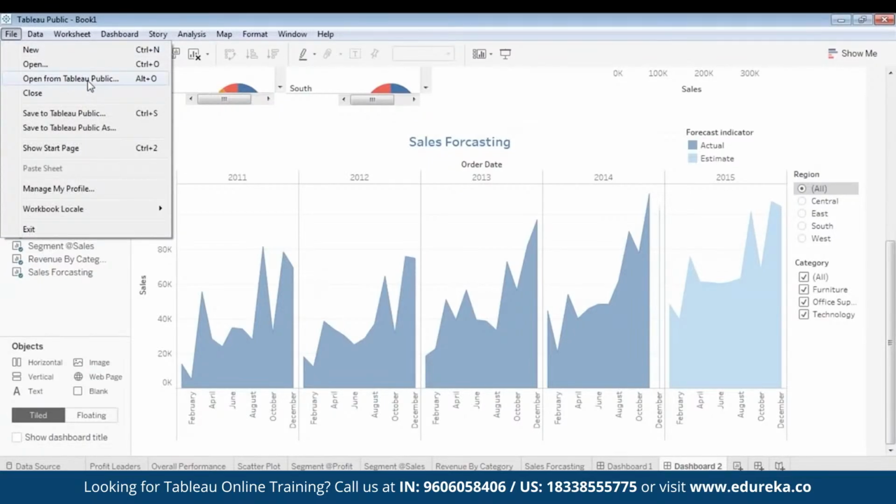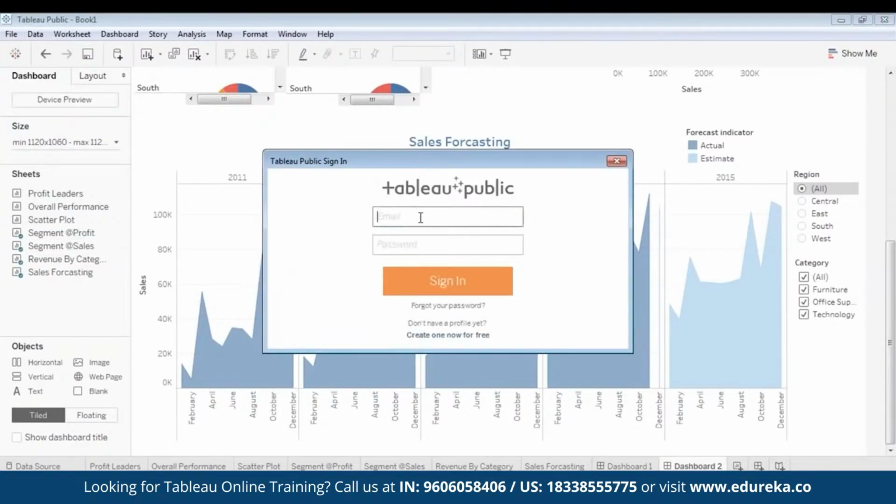In Tableau Public, everything is on a public server, okay? So everybody can access this. To save it, all you need to do is go here and save to public. In case you don't have a Tableau Public account, no need to worry. Just go over here and create one now for free, okay? You can create your own Tableau account. I have my account, so let me just log in.